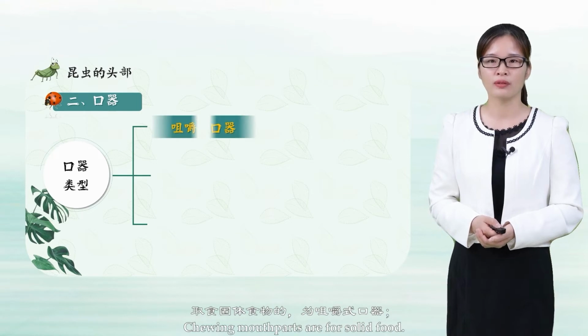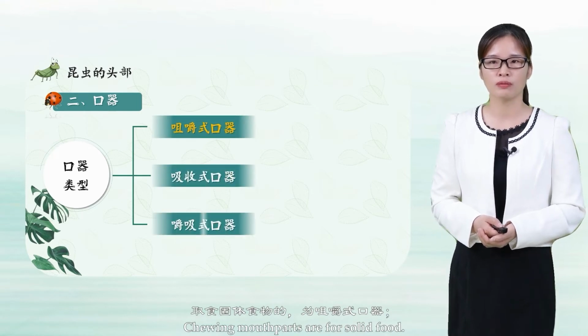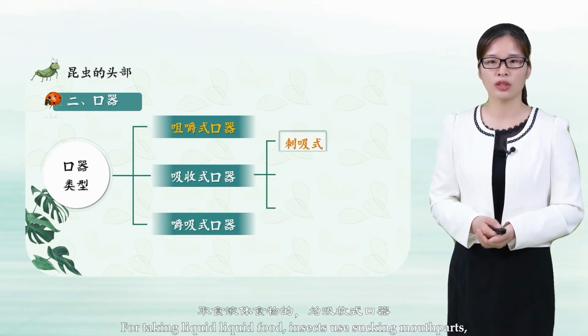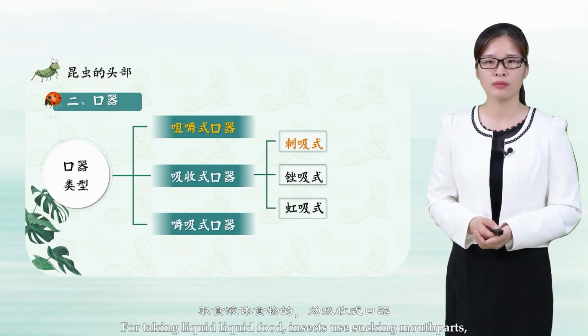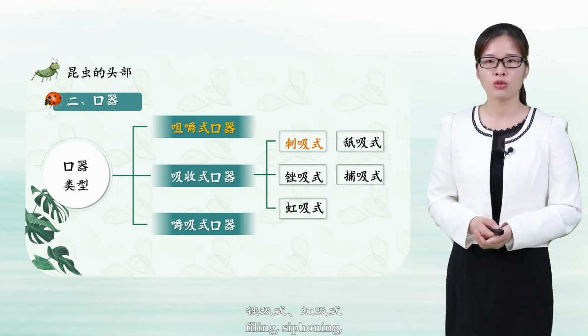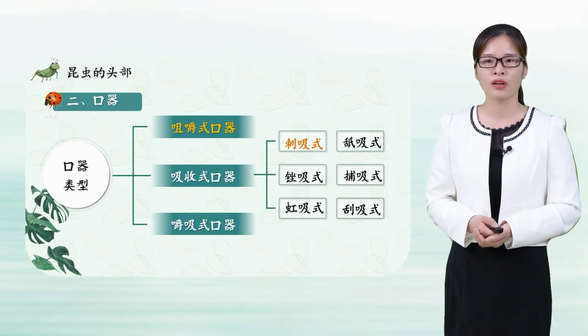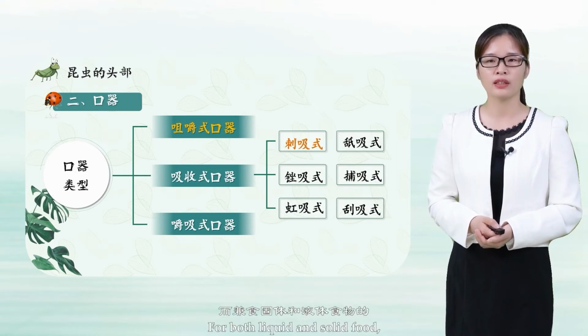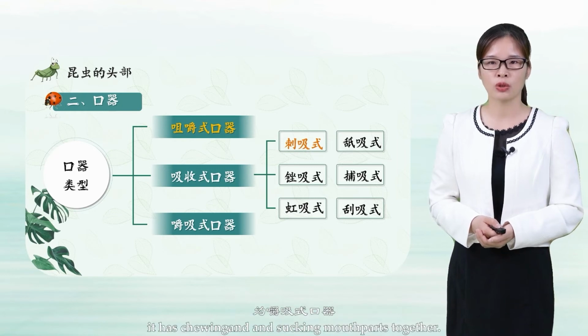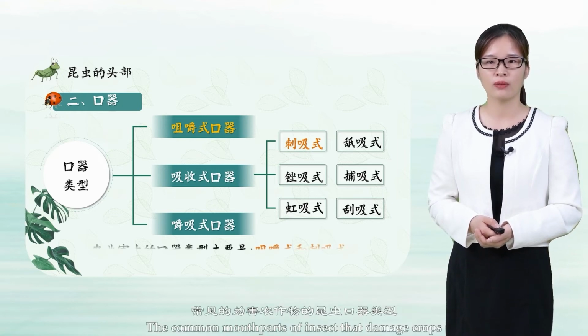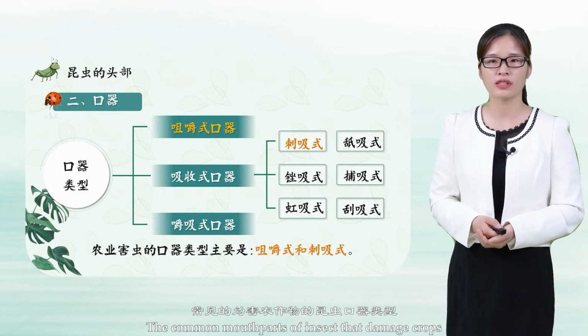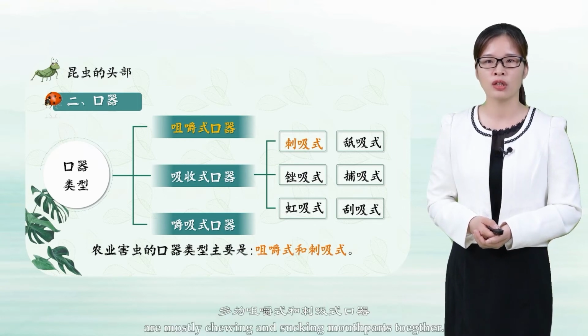Chewing mouthparts are for solid food. For taking liquid food, insects use sucking mouthparts, including piercing, filing, siphoning, and licking parts, etc. For both liquid and solid food, insects have chewing and sucking mouthparts together. The common mouthparts of insects that damage crops are mostly chewing and sucking mouthparts.